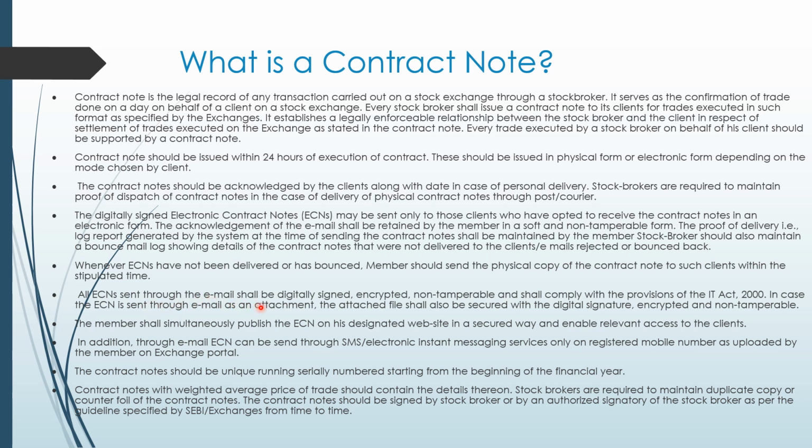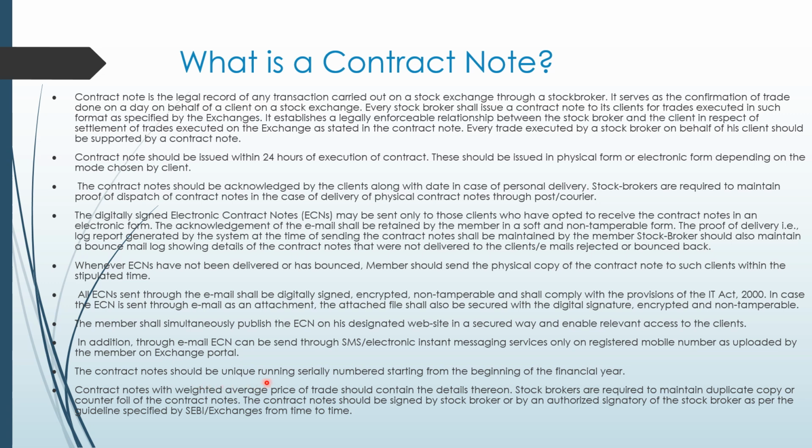All ECNs sent through email shall be digitally signed, encrypted, non-tamperable, and shall comply with the provisions of the IT Act 2000. In case the ECN is sent through email as an attachment, the attached file shall also be secured with digital signature, encrypted, and non-tamperable. The member shall simultaneously publish the ECN on his designated website in a secured way and enable relevant access to the clients. The ECN can be sent through SMS or electronic instant messaging services only on the registered mobile number as uploaded by the member on the exchange portal.